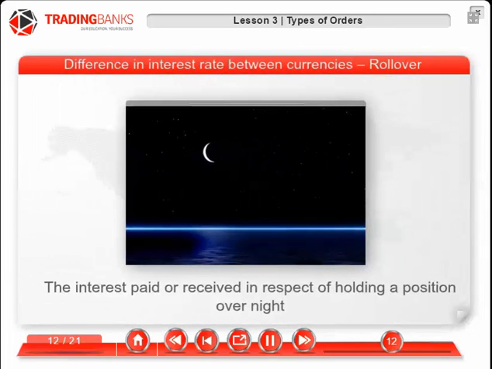Difference in interest rate between currencies. Rollover. Before we discuss this subject, it's necessary to note that most brokers perform a rollover in an automatic manner, and that there is no need for intervention by the trader.